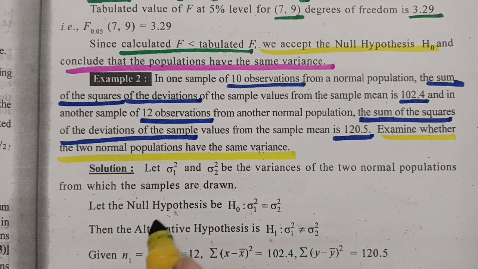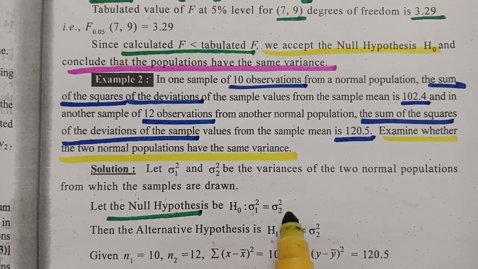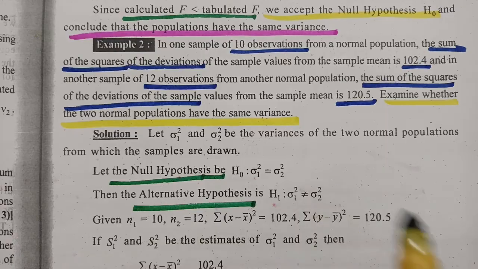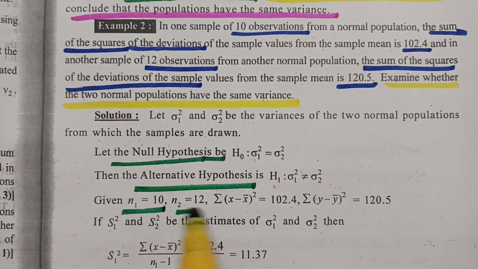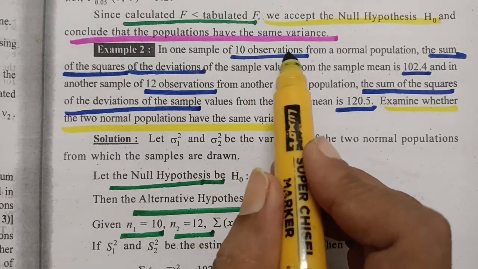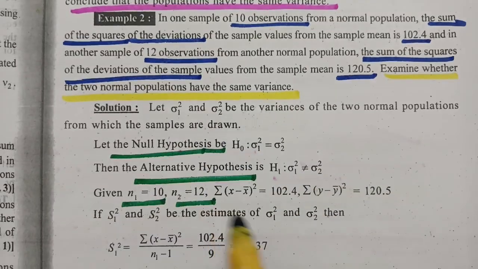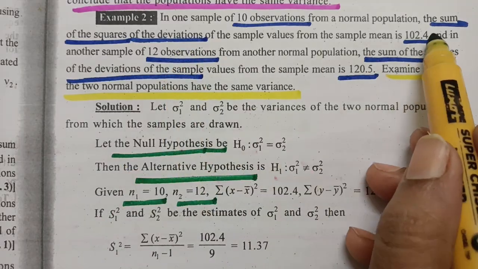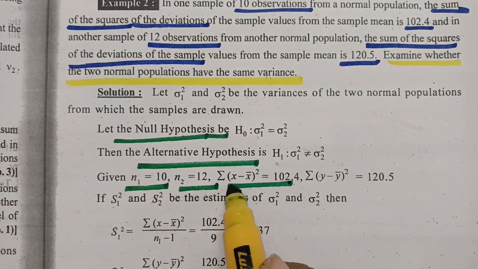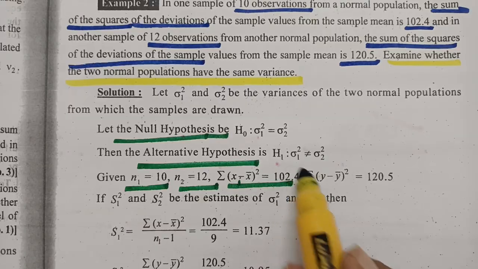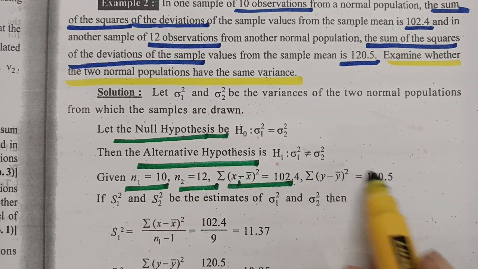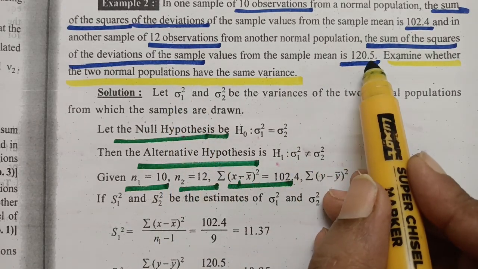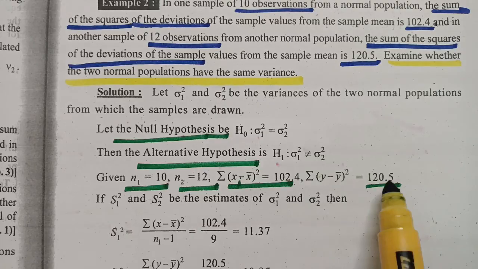First, we go with the null hypothesis: sigma 1 square is equal to sigma 2 square. And next is the alternate hypothesis: sigma 1 square not equal to sigma 2 square. Here n1 is equal to 10, 10 observations, and n2 is equal to 12. The sum of the squares of the deviations: sigma xi minus x bar whole square is equal to 102.4, and sigma yi minus y bar whole square is 120.5. All the values are ready.